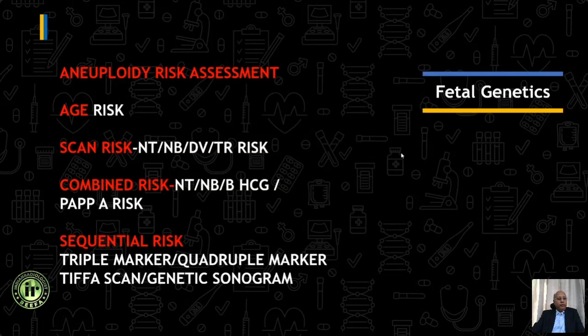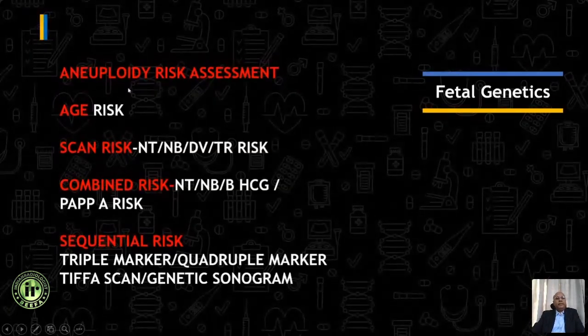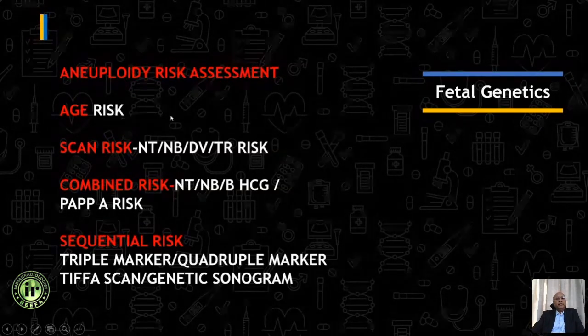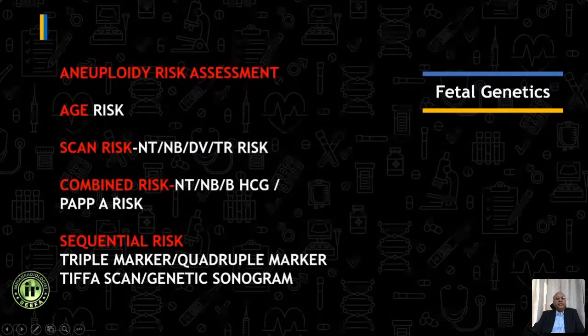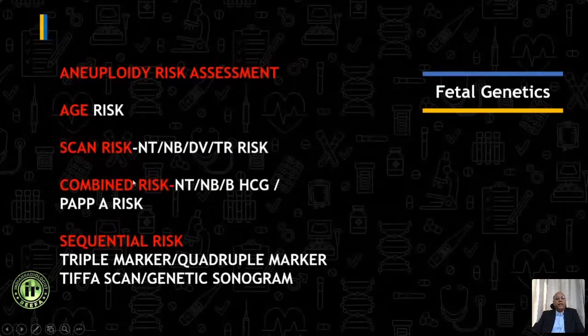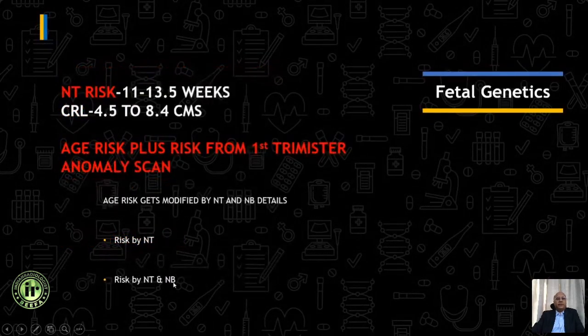Now let us see how we can do risk assessment so that we can do genetic counseling. When the patient comes, she comes with an age risk. Then we convert the age risk using a first trimester scan and give a scan risk. Then we send them for a double marker test and combine the first trimester scan report and arrive at a first trimester risk. Then if we do a triple marker or quadruple marker and a TIFFA scan or genetic sonogram in the second trimester, we can arrive at a sequential risk.